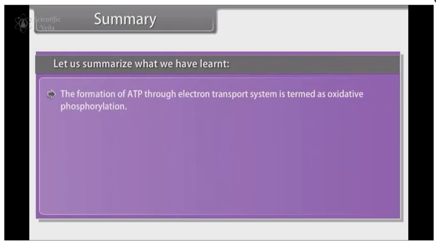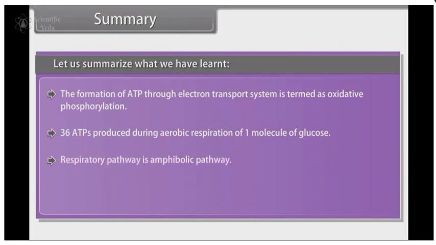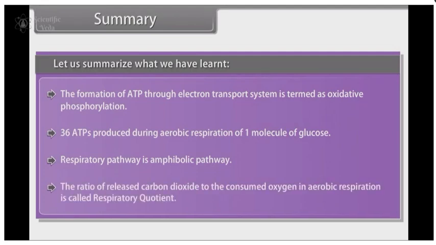The formation of ATP through the Electron Transport System is termed oxidative phosphorylation. 36 ATPs are produced during aerobic respiration of one molecule of glucose. The respiratory pathway is an amphibolic pathway. The ratio of released carbon dioxide to the consumed oxygen in aerobic respiration is called the respiratory quotient.